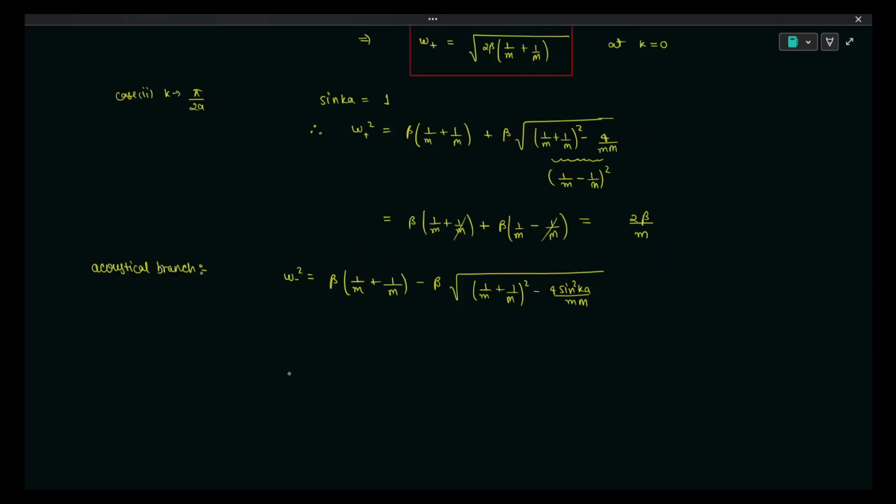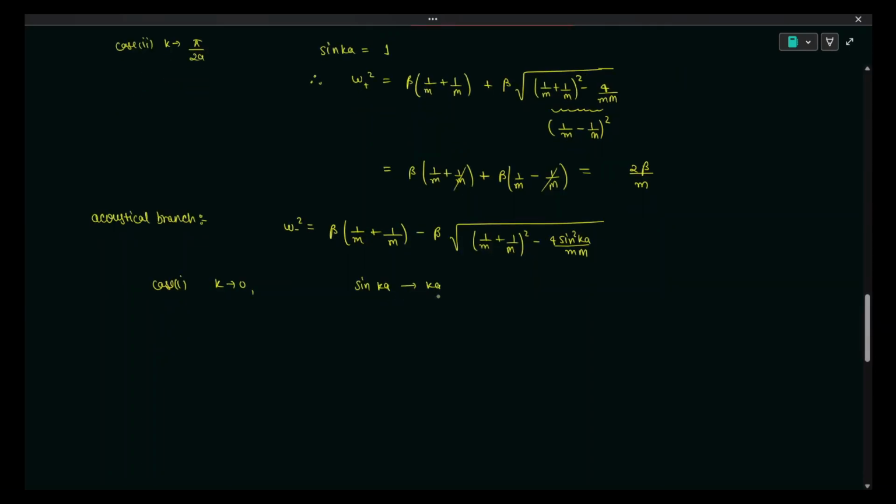Now similarly we can also find the value of the acoustical branch at k equal to 0 and at the zone boundary. So for case 1, when k is tending to 0, we are assuming that sin Ka approaches Ka. This value is itself very small. Here we are not assuming it to be 0, so that we can get a meaningful value here.